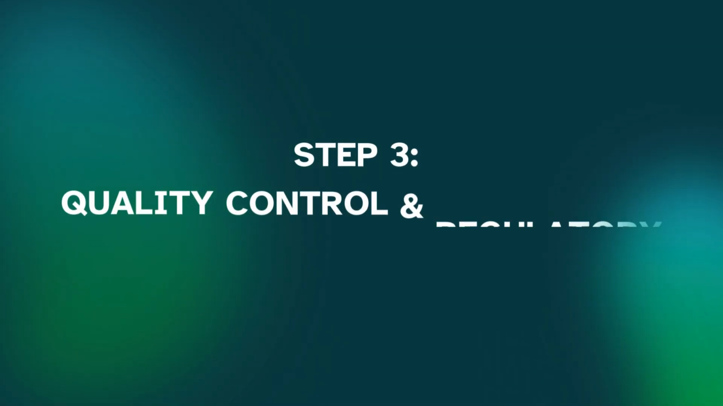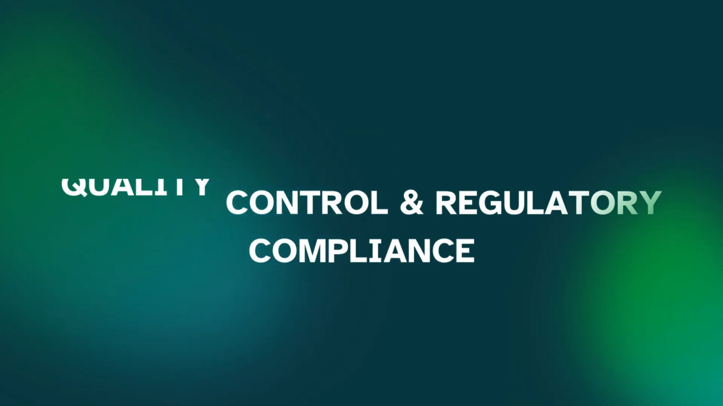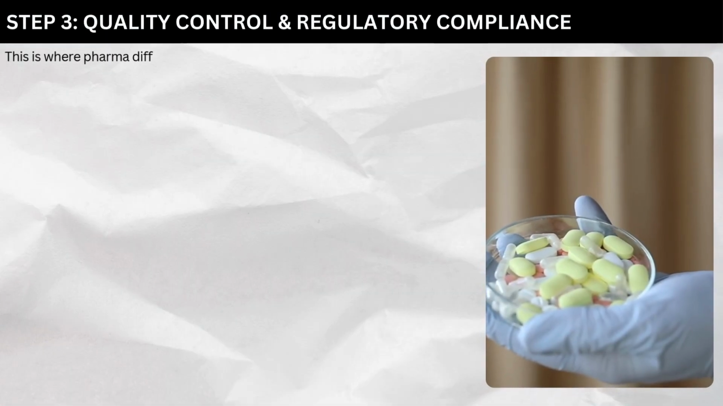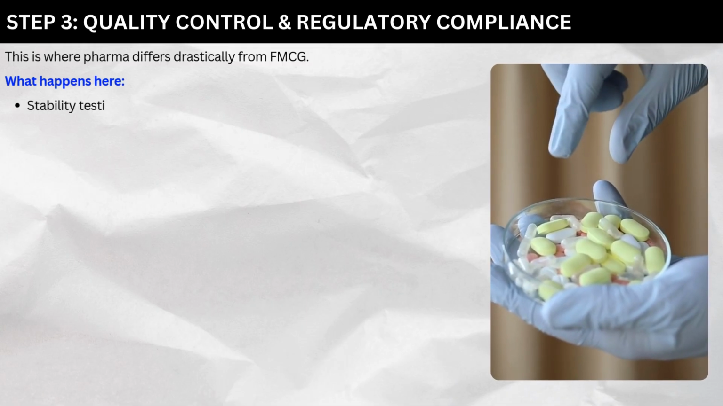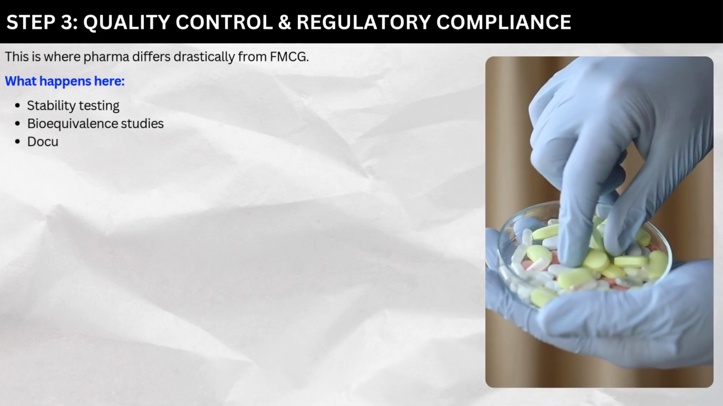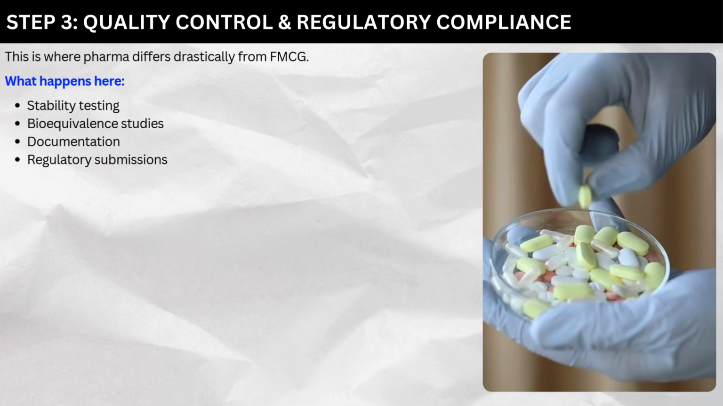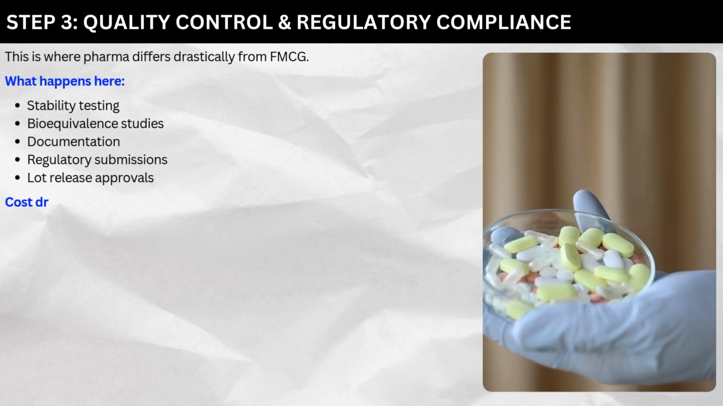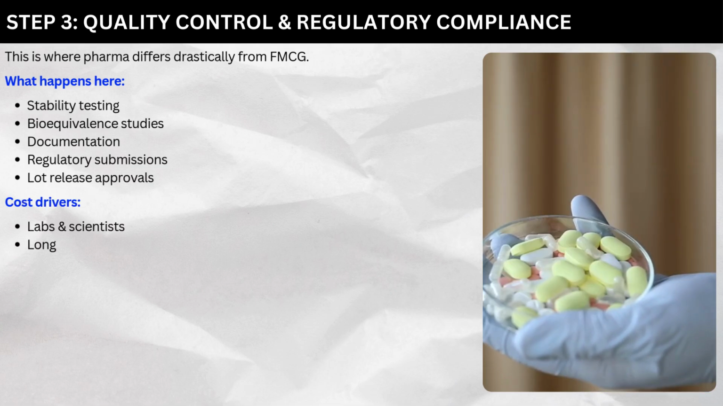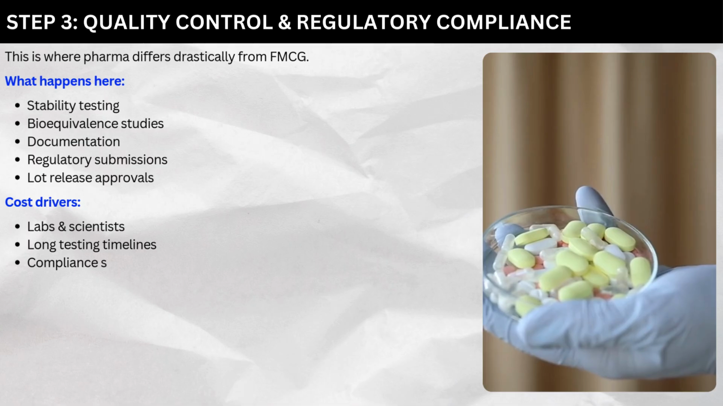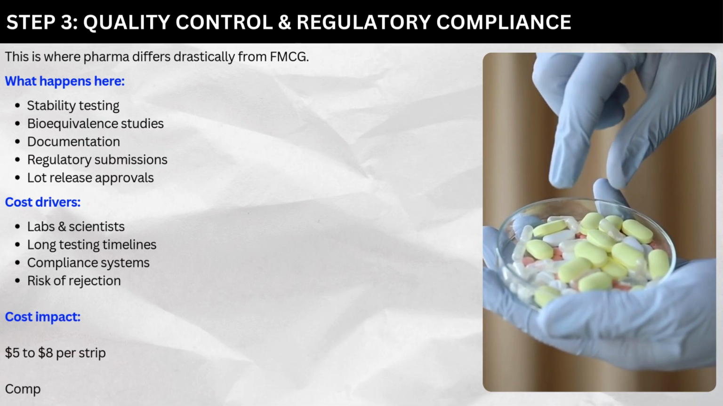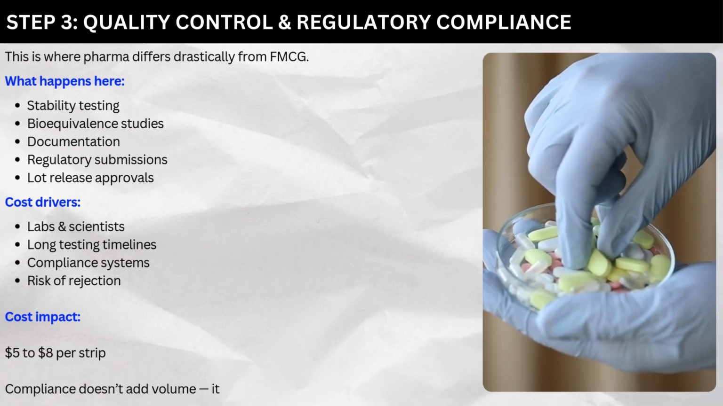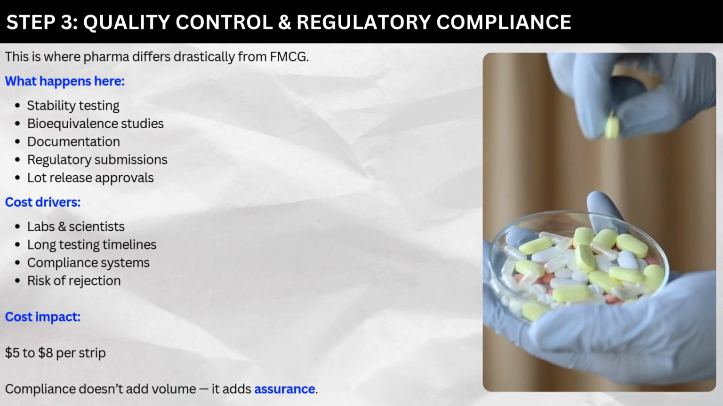Step 3. Quality control and regulatory compliance. This is where pharma differs drastically from FMCG. What happens here? Stability testing, bioequivalence studies, documentation, regulatory submissions, lot release approvals. Cost drivers: labs and scientists, long testing timelines, compliance systems, risk of rejection. Cost impact: $5 to $8 per strip. Compliance doesn't add volume, it adds assurance.